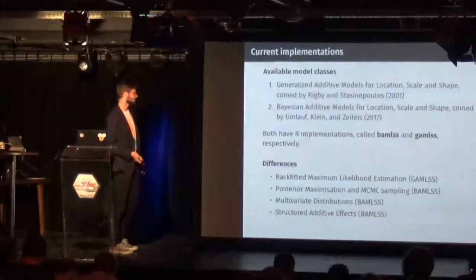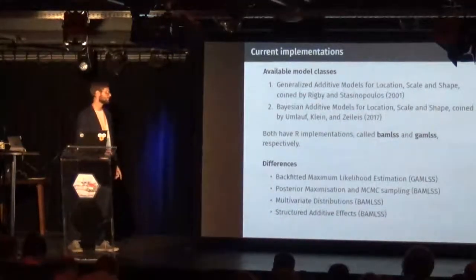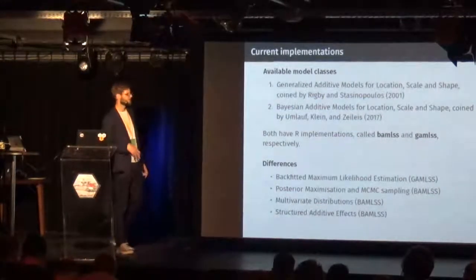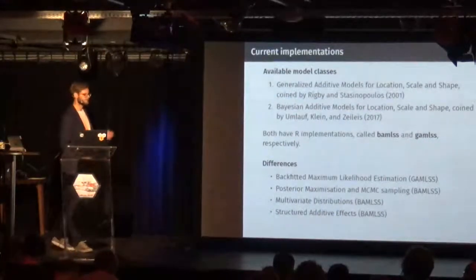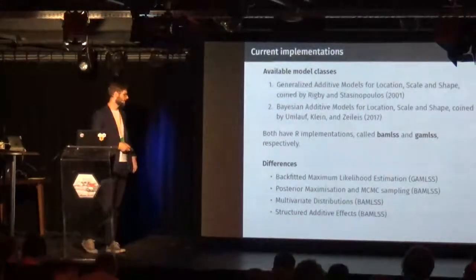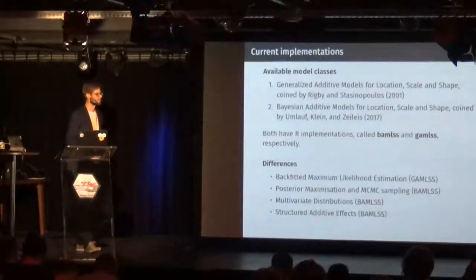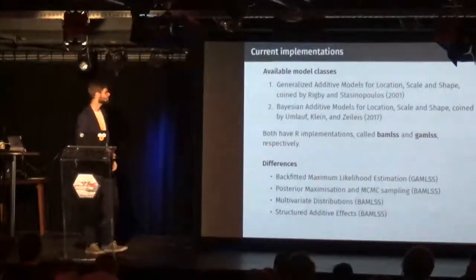What are the differences? Well, the first one is a frequentist framework. We have a backfitted maximum likelihood estimation. The second one is a Bayesian framework, so we have posterior maximization and MCMC sampling. And we also can use multivariate distributions in the bamlss framework, and we can use structured additive effects in the bamlss framework as well. So you have a little bit more variety in what you can use to model your parameters.